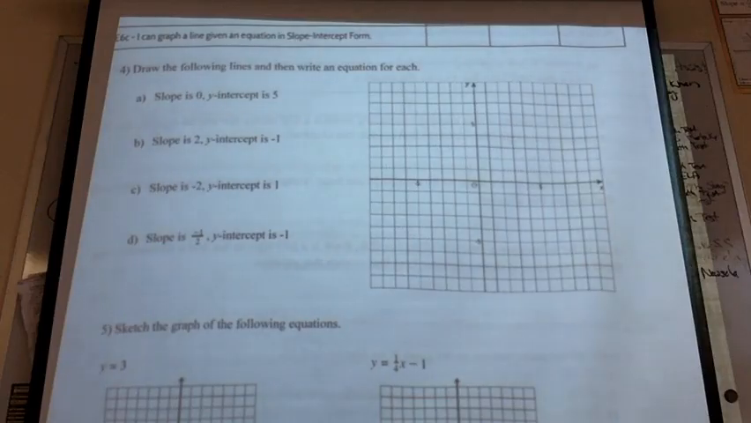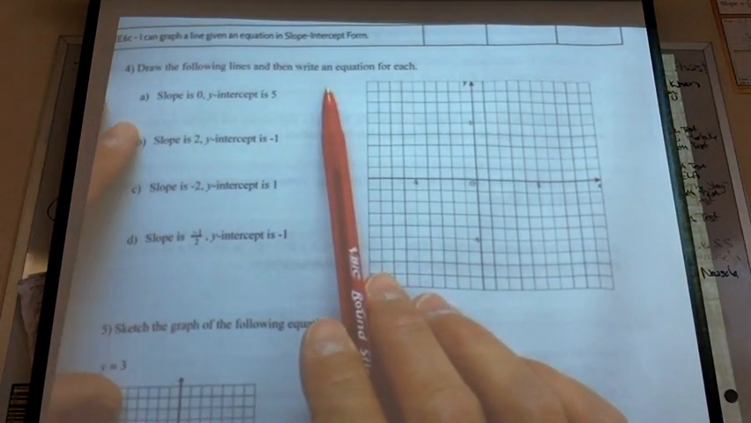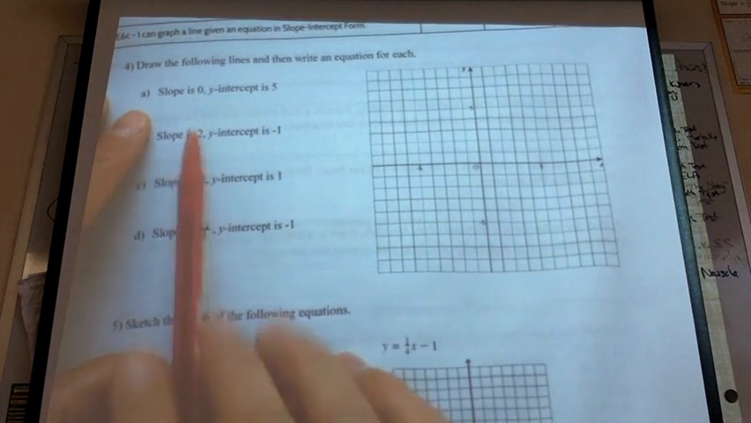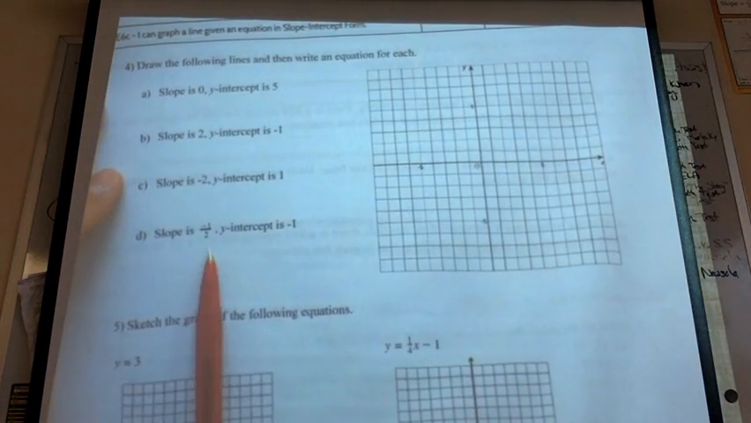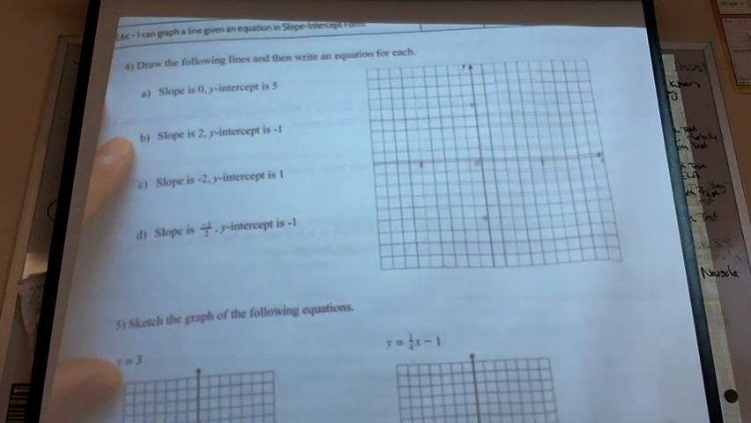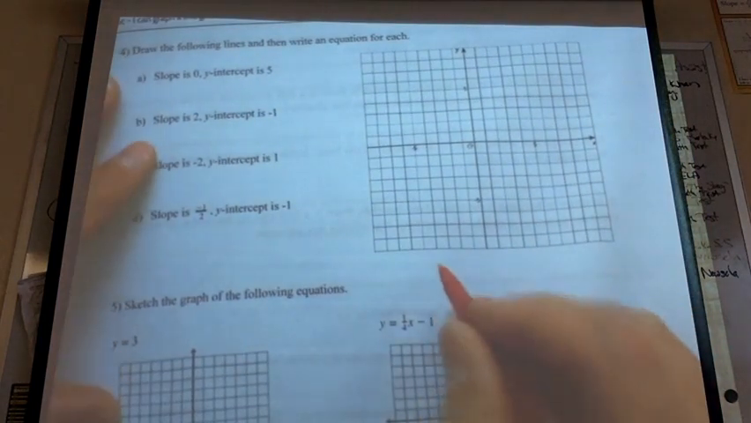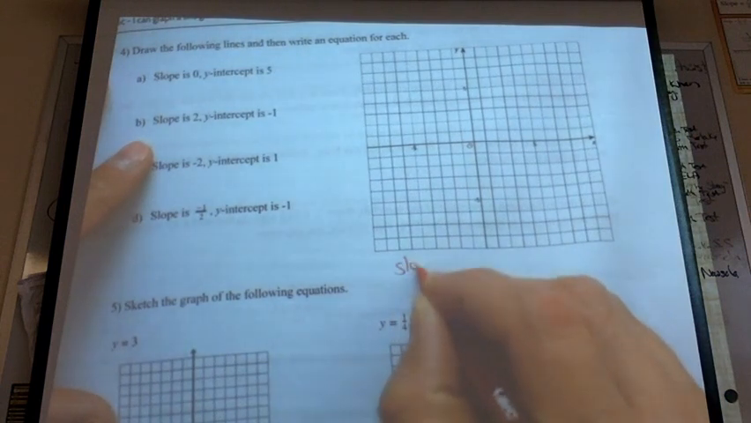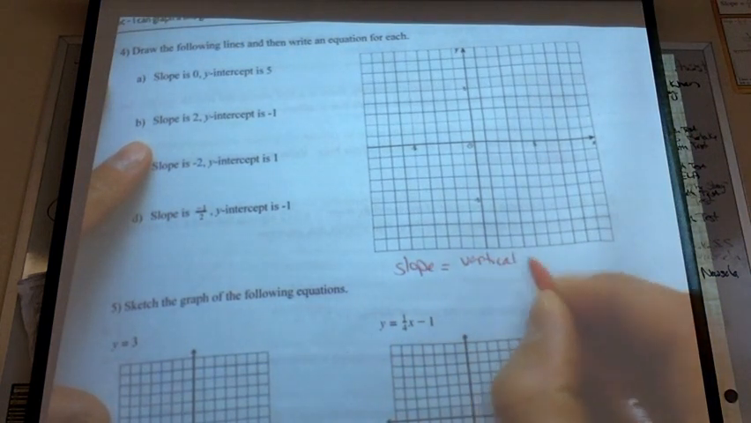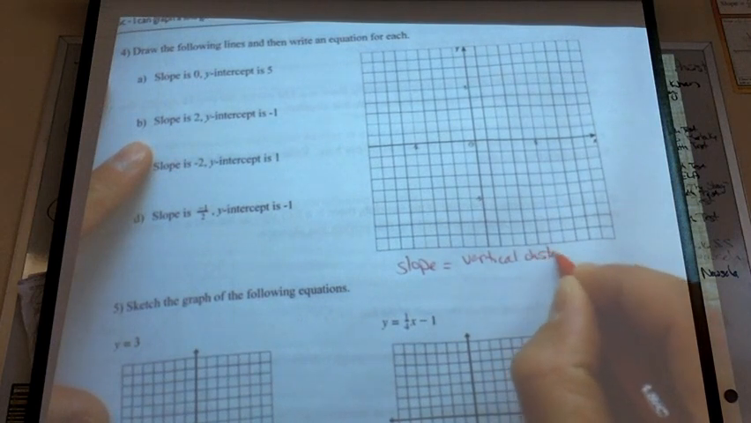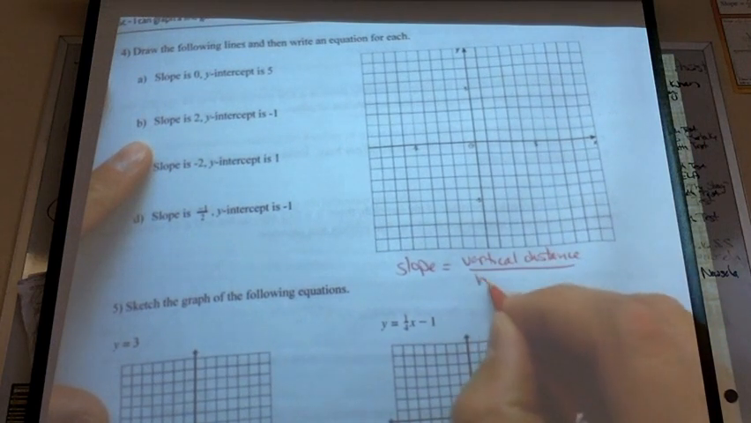Okay, number 4. Number 4 says draw the following lines and then write the equation for each. So on this one, they're giving you a slope and what the y-intercept is for each one of these. So if we are going to be thinking about notes on these first, what is slope? Slope is the vertical distance over horizontal distance.